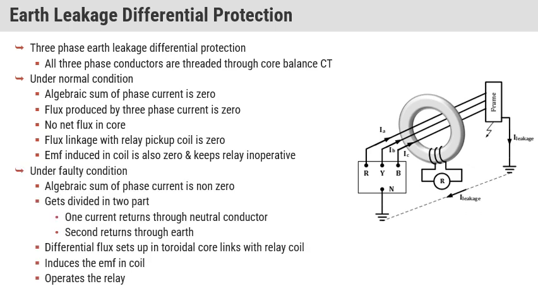But under the faulty condition, the algebraic sum of the phase currents is non-zero, and the current gets divided into two parts. One current returns through the neutral conductor and the second returns through the earth. So a differential flux will set up in the toroidal core, link with the relay coil, induce the EMF in the coil and operate the relay. So this is how our earth leakage differential protection works.